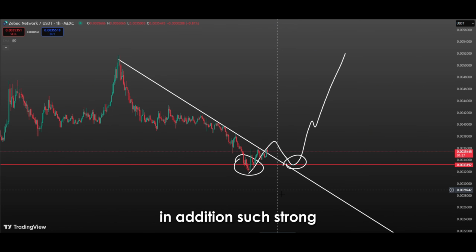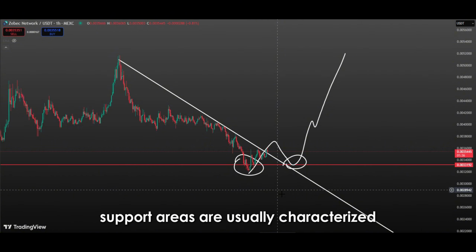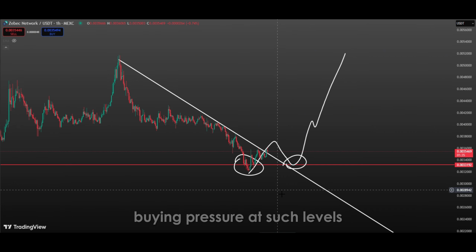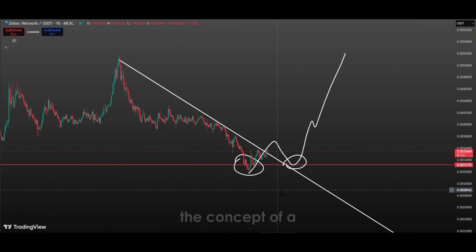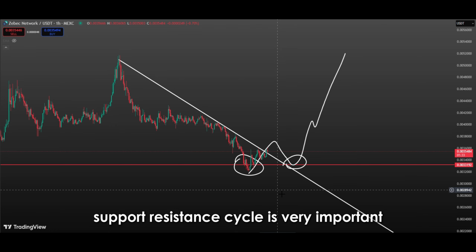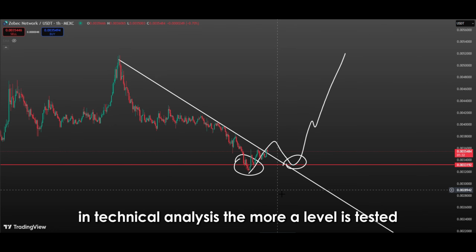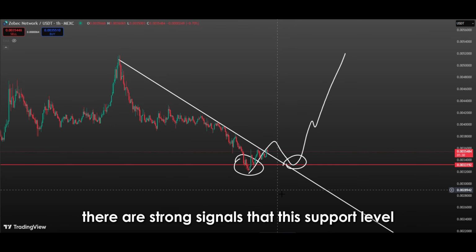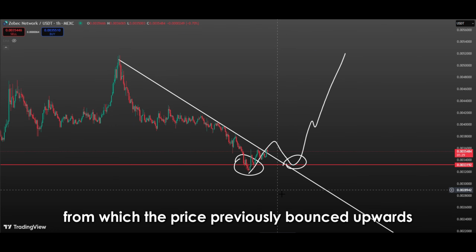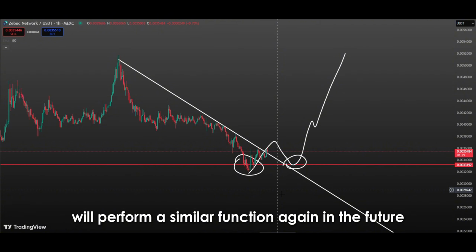In addition, such strong support areas are usually characterized by a concentration of liquidity. Large investors prefer such tested and consolidated levels to buy. Buying pressure at such levels can cause the price to turn upwards again. The concept of a support-resistance cycle is very important in technical analysis. The more a level is tested, the stronger it becomes after each test. In the current scenario, there are strong signals that this support level, from which the price previously bounced upwards, will perform a similar function again in the future.